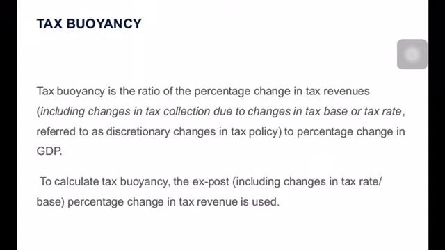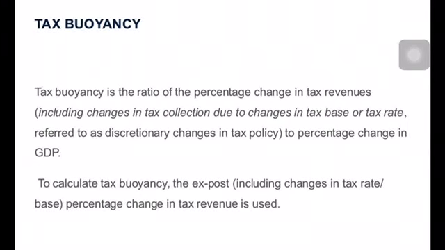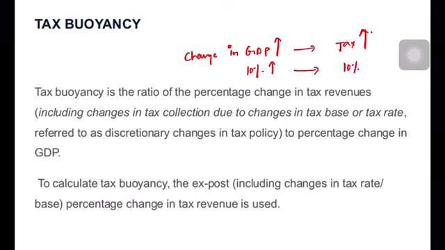Tax buoyancy is a ratio of the percentage of change in tax revenues. Tax buoyancy actually says, for example, if there is a change in GDP, a positive change I am talking about, if the GDP is increasing, then how much is the percentage change in the tax revenue, and how much is tax also increasing. For example, if there is an increase of 10% in GDP, is the tax revenue increasing by 10% or not? So this is what tax buoyancy is all about.